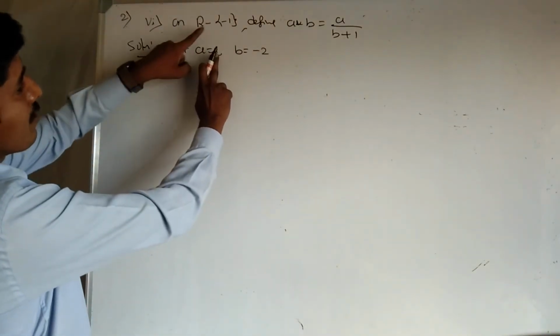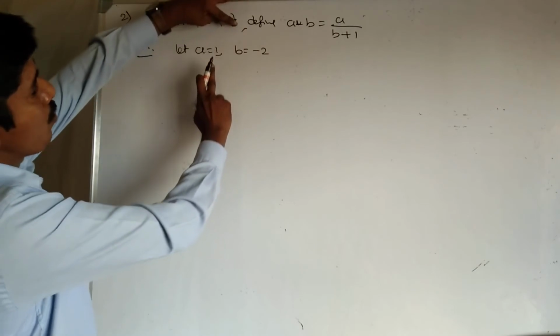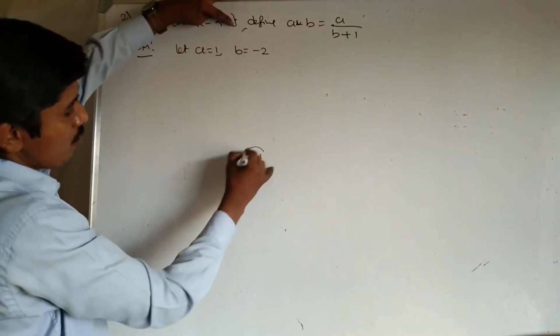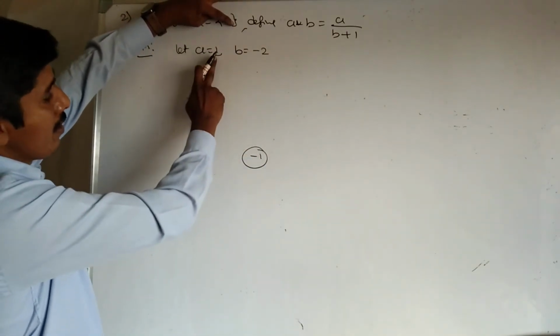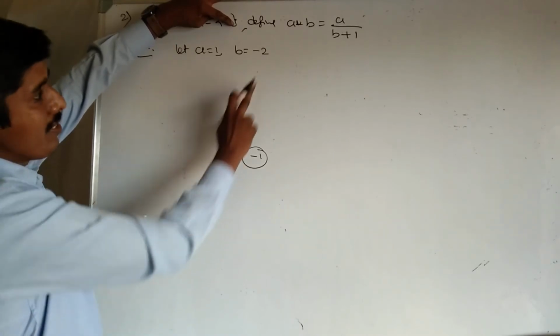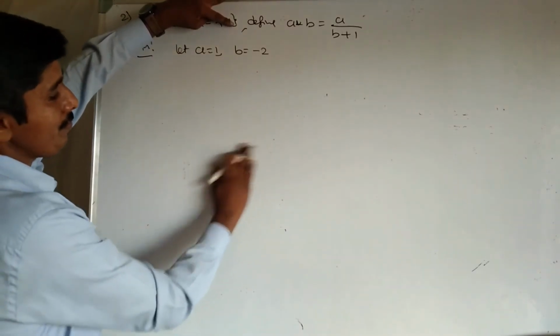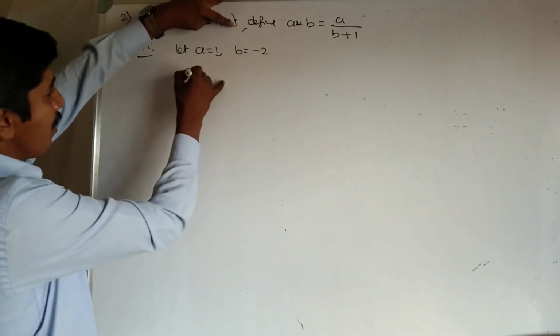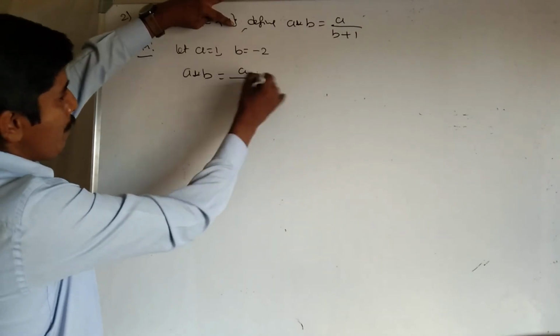Here 1 is not minus 1. Other than minus 1, you can take any real number. This is 1, not minus 1. This is minus 2. Got it? Here we have a binary operation defined: A star B equal to A by B plus 1.